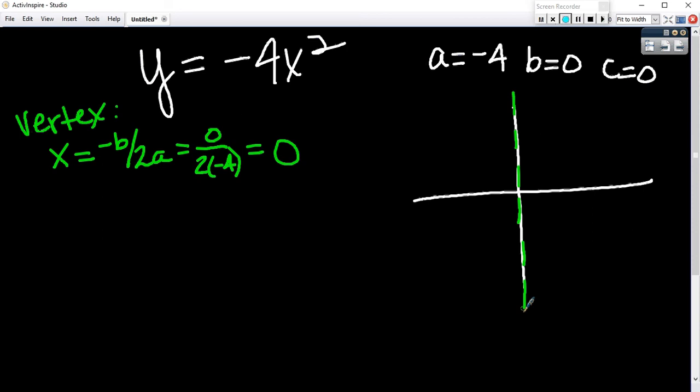Now I need an easy, oh no, just kidding. Now I have to find where on the dotted line my vertex is, right? How do I find that? You need an X and a Y for the vertex. You have to plug it back in every time you need another part. Does that make sense? -4 times 0 squared, which is 0. So what's my vertex? 0, 0. Put a V.